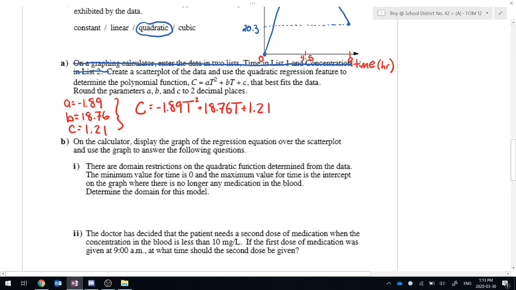Next one. There are domain restrictions on the quadratic function determined from the data in the last section. The minimum value for time is 0. Makes sense. Remember that domain means our x values. That's our time value. The maximum value for time is the intercept on the graph where there is no longer any medication left in the blood. Determine the domain for this model.